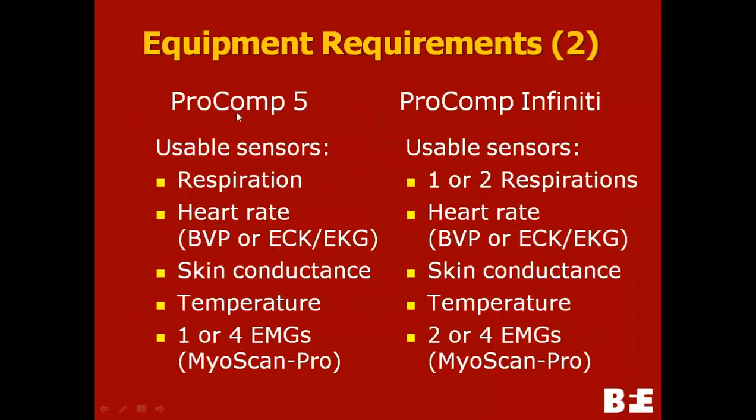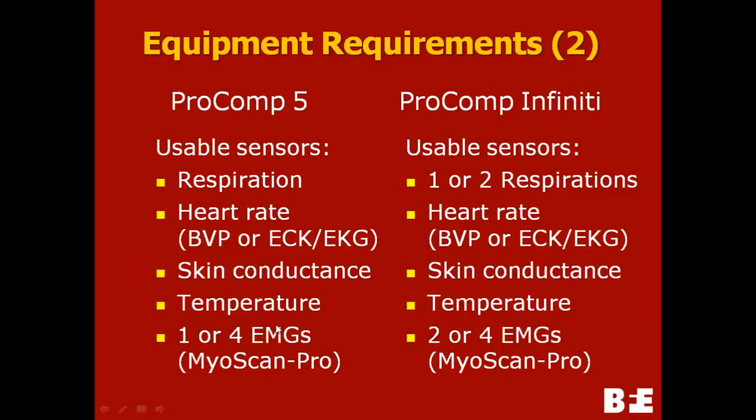And so for the ProComp 5, the one that takes fewer sensors, we use respiration and heart rate. The heart rate can either come from the blood volume pulse or the EKG sensor, depending on which sort of heart rate sensor you prefer that you have. It also looks at data from skin conductance, peripheral body temperature, and then 1 or 4 muscle sensors. The muscle sensors are called MyoScan Pro.